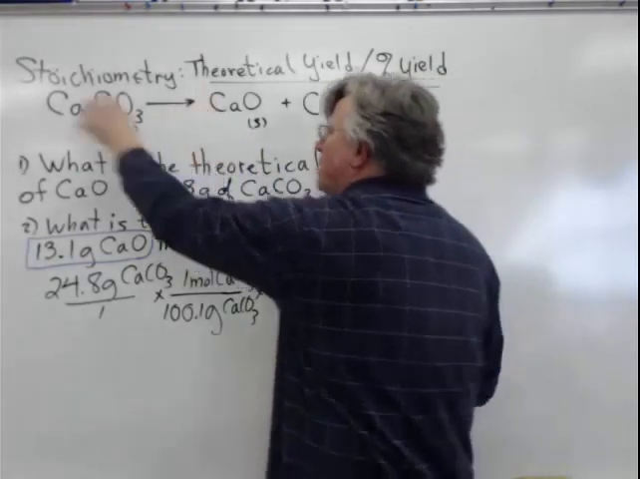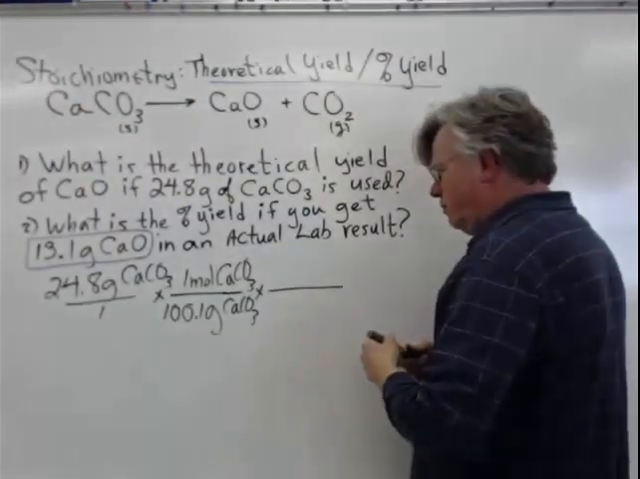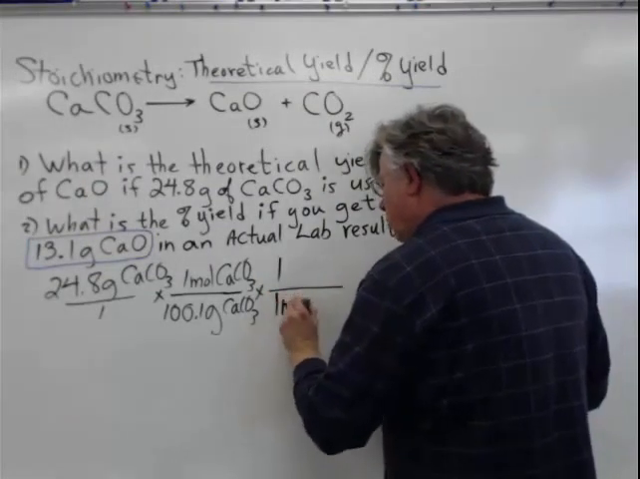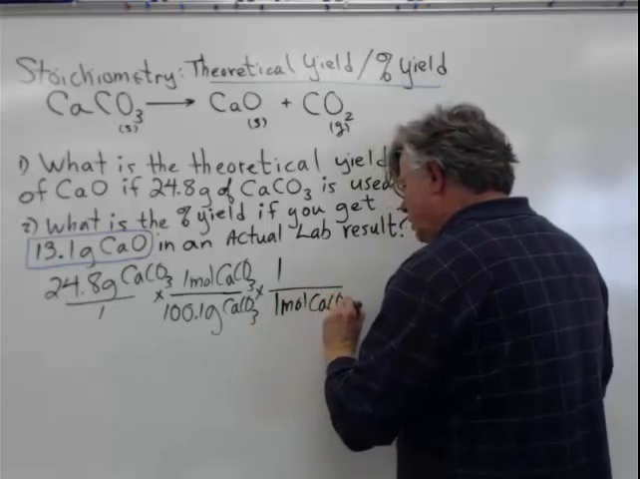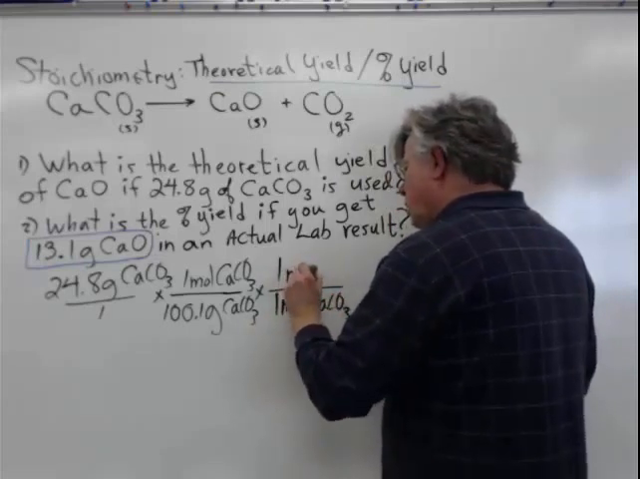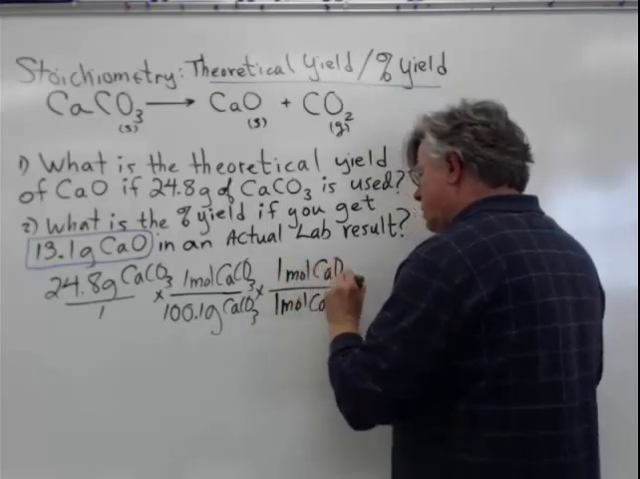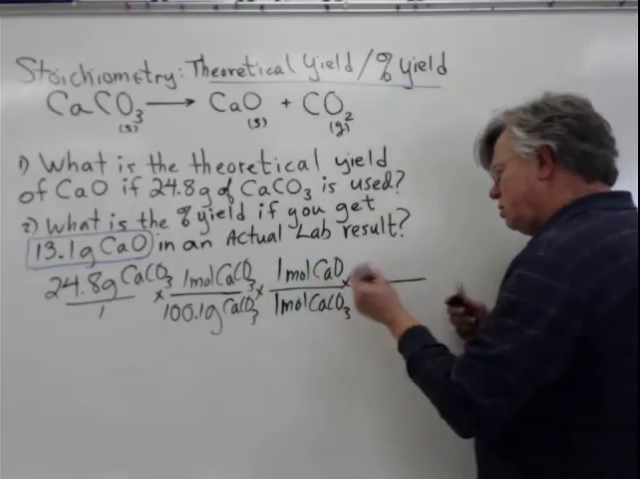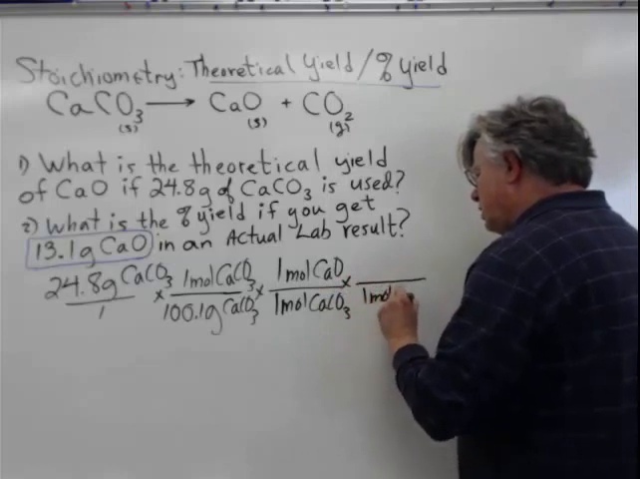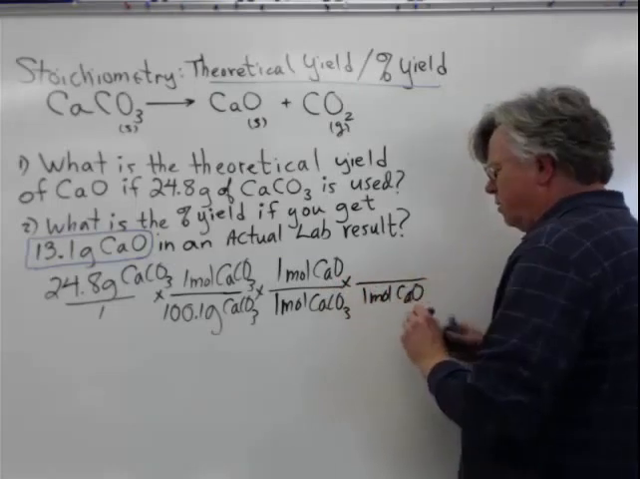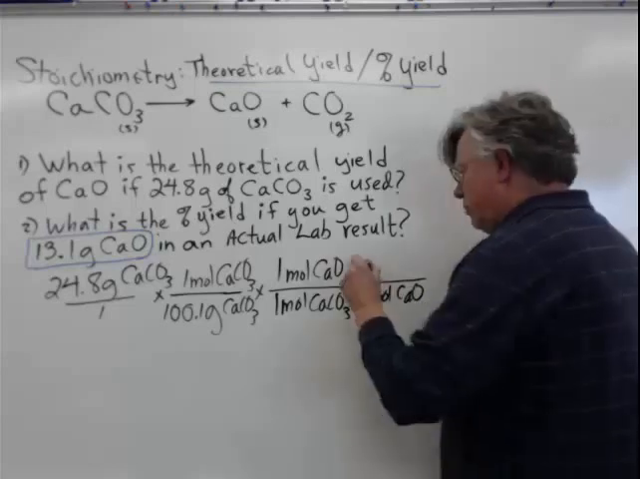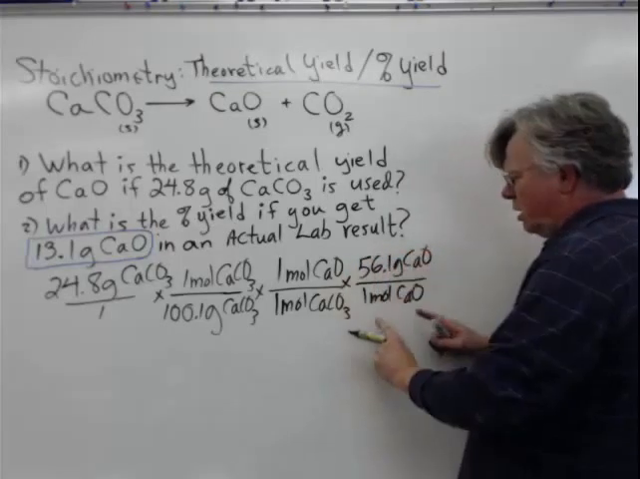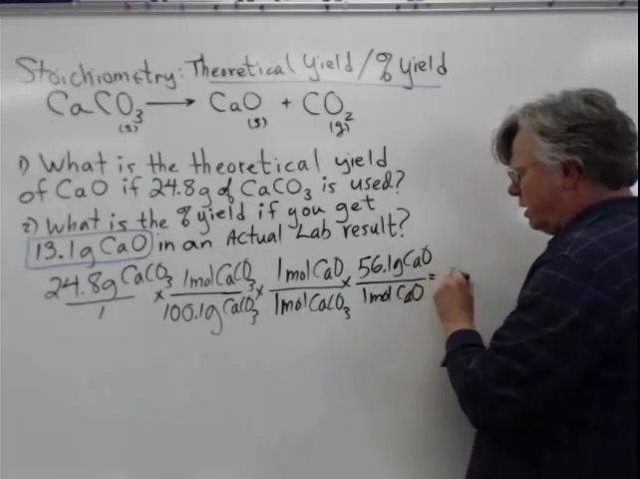I notice it's a 1-to-1 mole ratio. So 1 mole of calcium carbonate produces 1 mole of the product calcium oxide. And then I need to convert moles of calcium oxide into grams of calcium oxide. So I know that 56.1 grams of calcium oxide is 1 mole of calcium oxide.